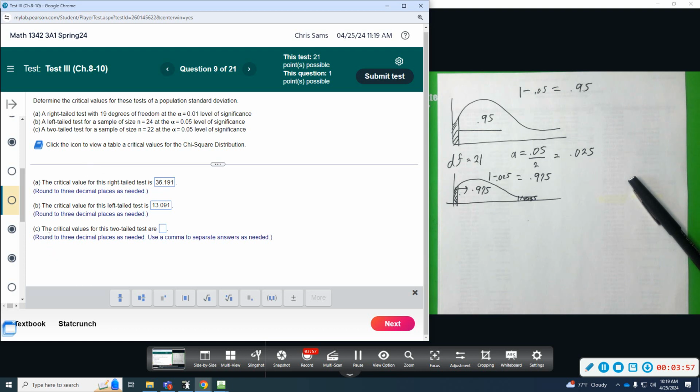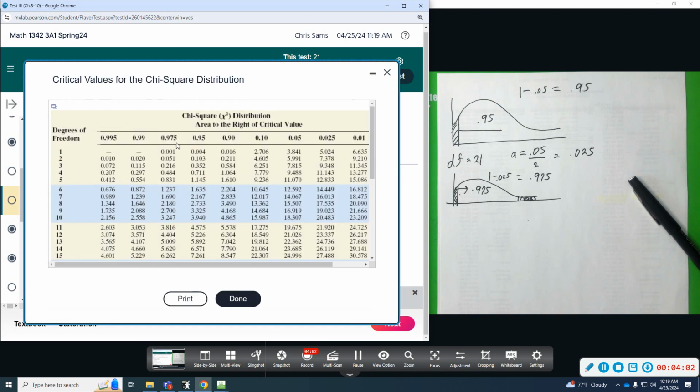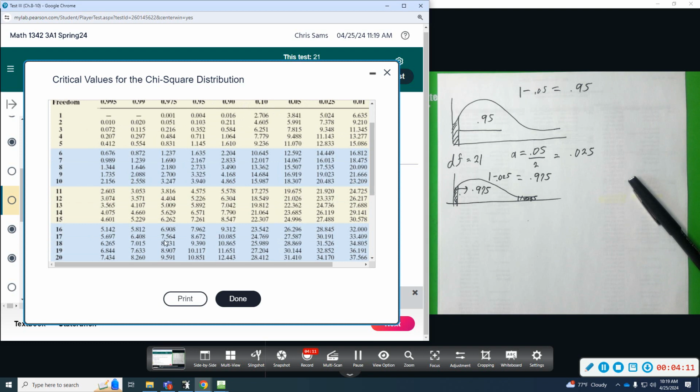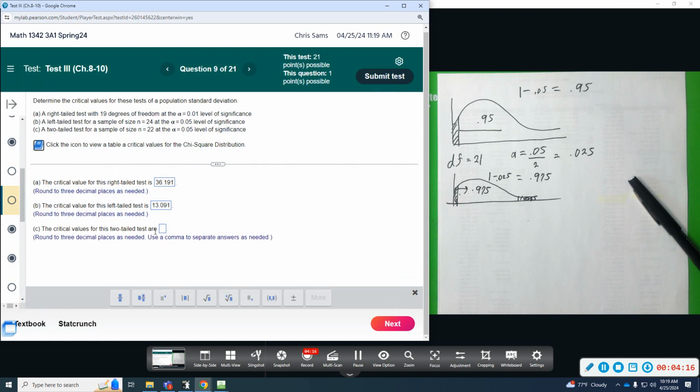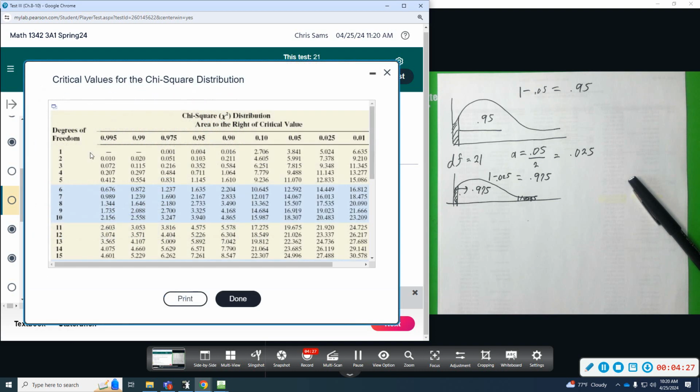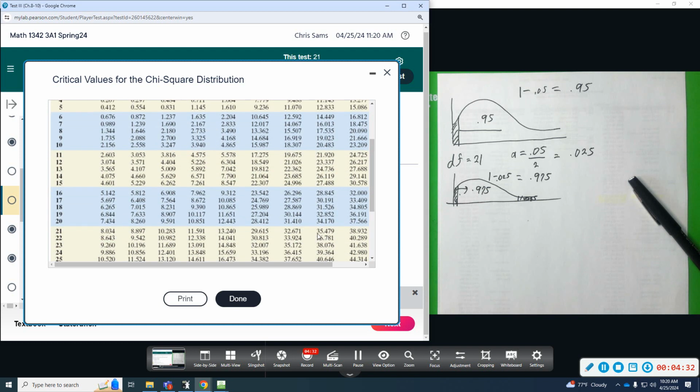And we're going to type a comma to separate them. 21 degrees of freedom, 0.975 first, 21, 10.283. Comma, and then still 21 degrees of freedom, but the 0.025. It's going to give me 35.479.